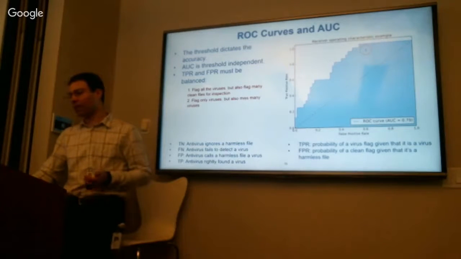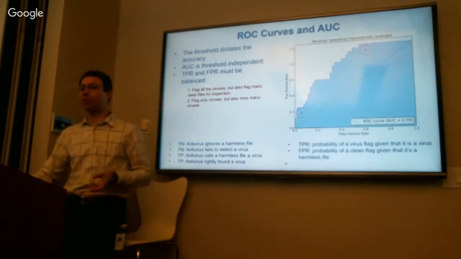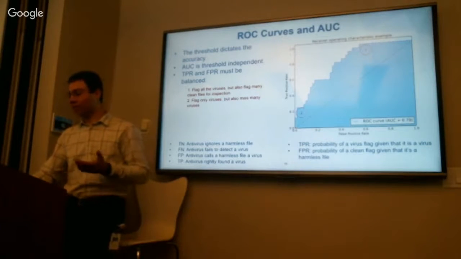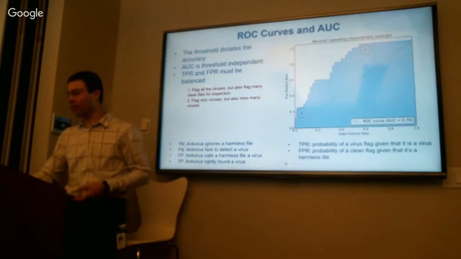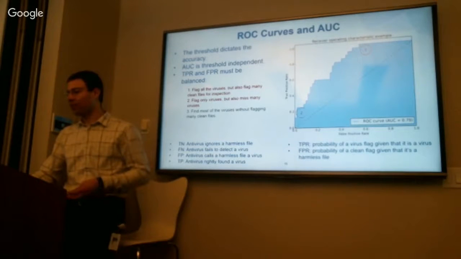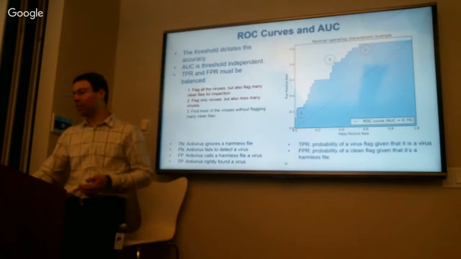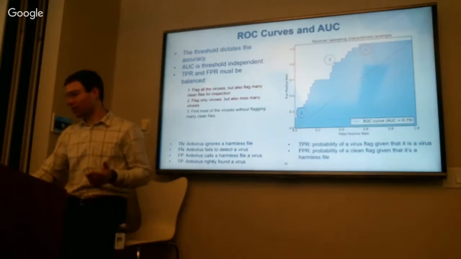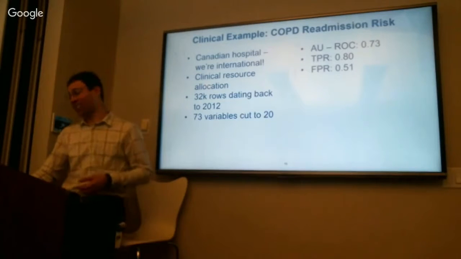Whereas there are other cases where you flag only viruses, but you also miss some viruses because you're too stringent with your criteria. And that might be something where the follow-up is really expensive, like cancer treatment. And then usually you'd want to pick some kind of happy balance that's finding most of the viruses without flagging too many. So sorry, I wanted to go through that, just so we can talk about the models.